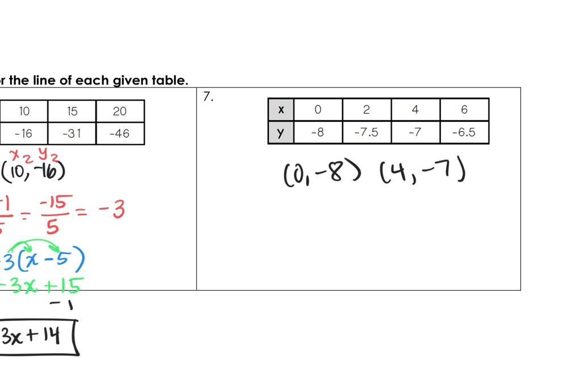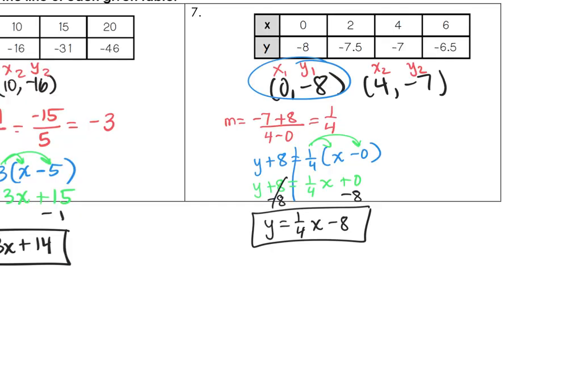Remember, find the slope first. Negative 7 minus negative 8 over 4 minus 0. So then negative 7 plus 8 is 1. 4 minus 0 is 4. So your slope is 1 over 4.